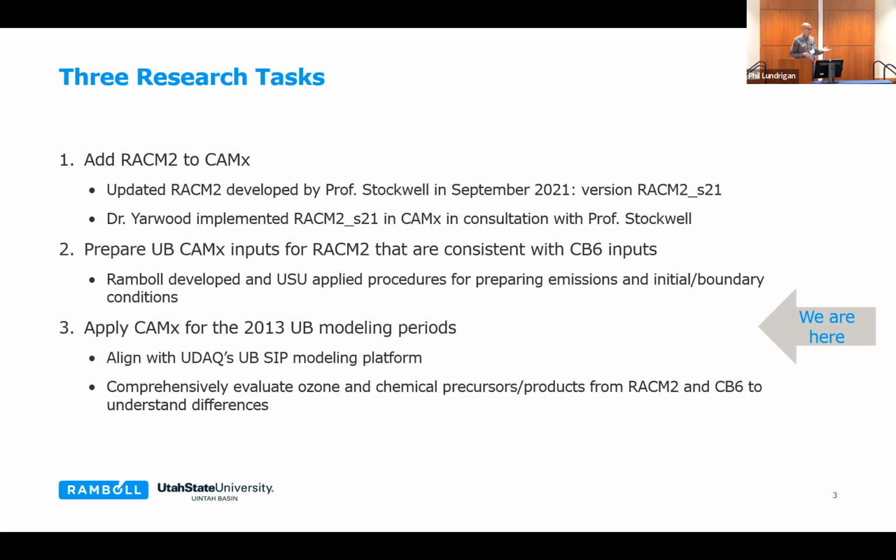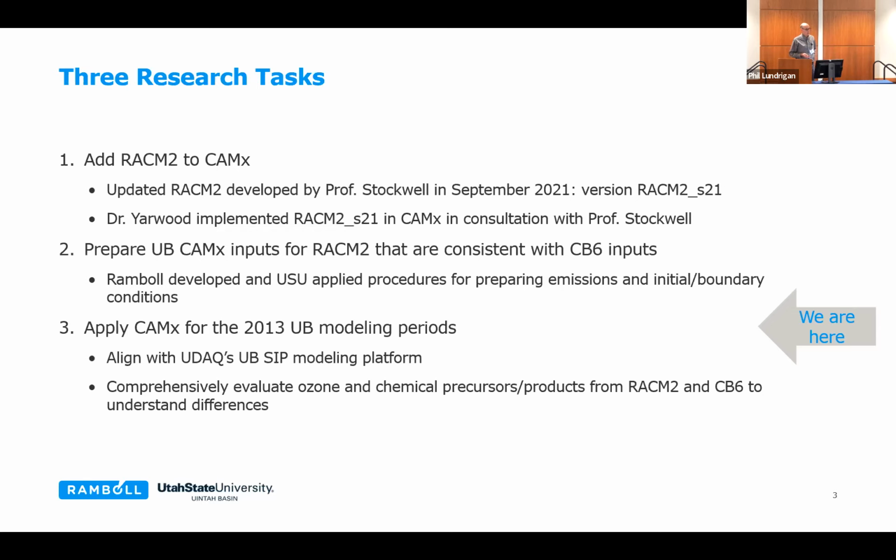First one, add that mechanism, the RACM2 mechanism, the one we want to add, into the ChemX model. To do that, we had a collaborator, Professor William Stockwell. He's the developer of the RACM2 mechanism, and he worked with me to put that mechanism into ChemX. He finalized that version of the mechanism for us in September of 2021. We call it RACM2 S21, because it's very handy to keep track of specific versions of these mechanisms. So first thing, add the mechanism.